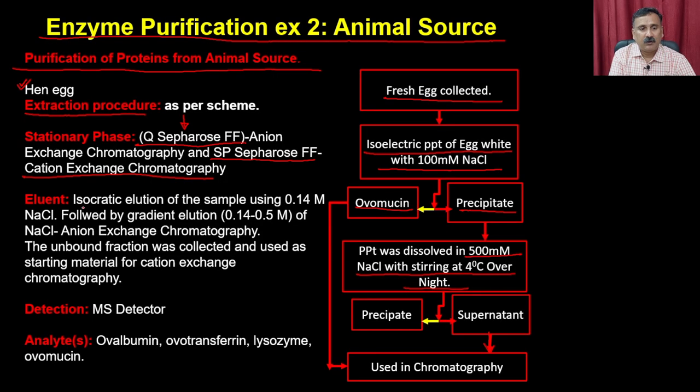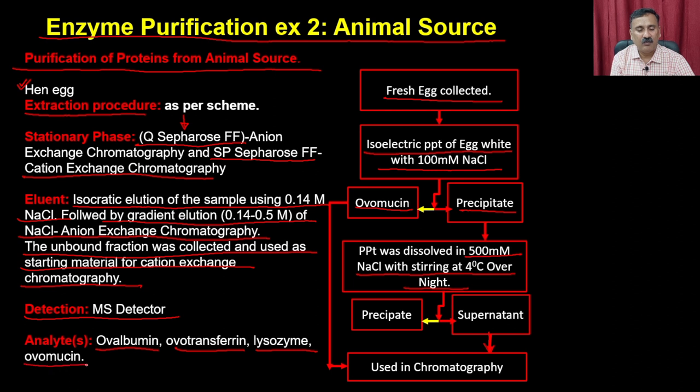Remember that in the previous example, we only used a single column of ion exchange chromatography. Here we have used two columns in tandem. There is isocratic elution of the sample using a 0.4 molar solution, followed by gradient elution of NaCl from the anion exchange chromatography. The unbound fractions were collected and used as the starting material for the cation exchange chromatography. You can use mass spectrometry to detect the elution of the particular proteins from the column.